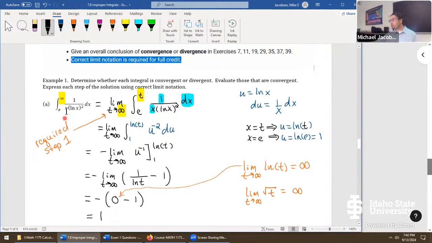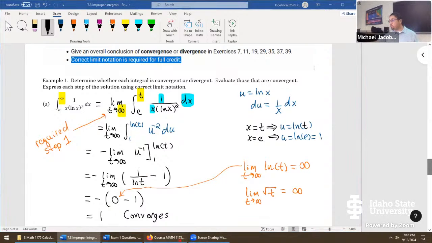So that means we need to give an overall conclusion. This integral converges. Yeah. So why does it have a limit? Could it just be 0? Oh, it's all because of what's going on in that denominator.